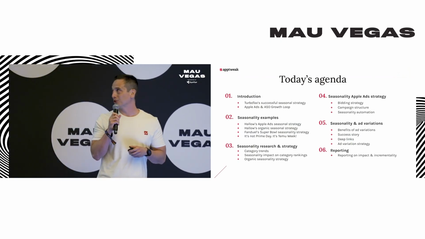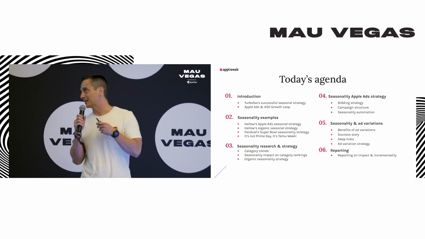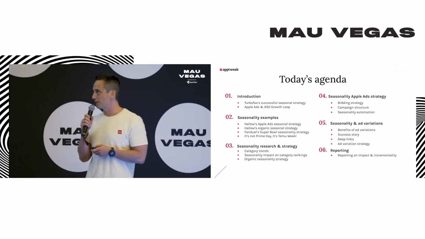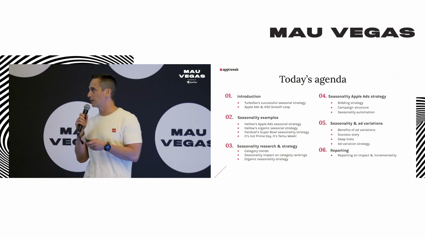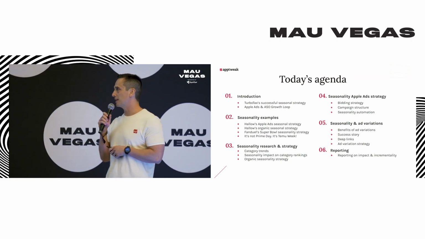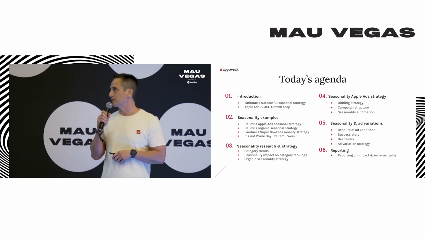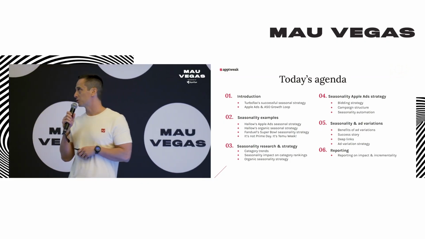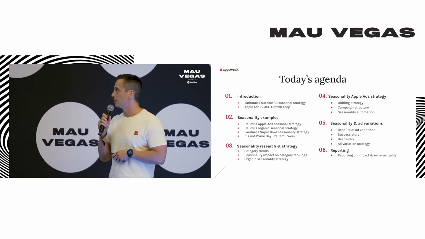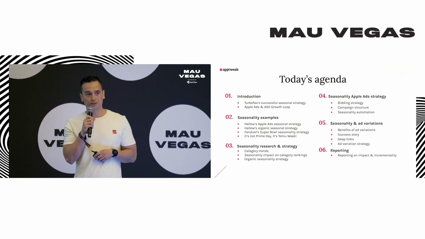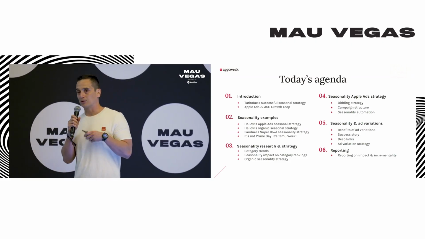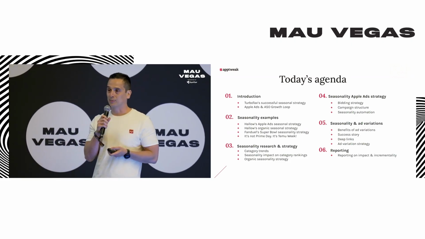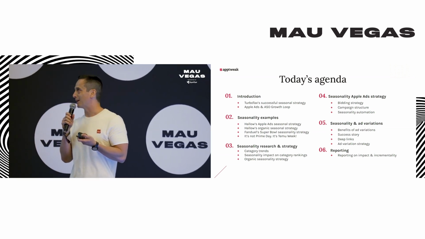So for today's presentation, I'm going to start by discussing TurboTax's successful seasonal strategy, then go over the Apple Ads and App Store optimization growth loop. Then I'll let you know some more successful seasonality examples, go over how you can conduct your seasonality research and finalize your strategy, let you know how you can use Apple Ads and ad variations for your seasonal strategy, and last but not least, I'll go over reporting so you know how to report on all the impact to your bosses because it's unfortunately something we all have to do.